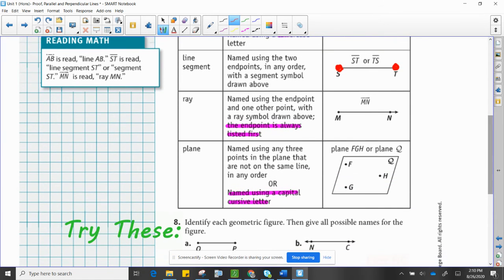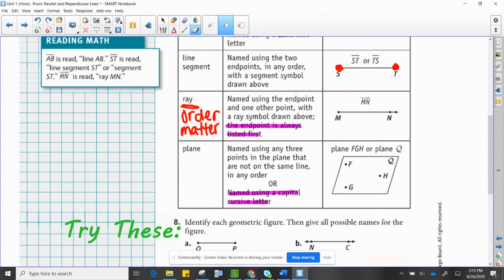The next one is a ray, and the ray is named using the endpoint and one other point. The endpoint always must be listed first. A ray is the only one where the order matters. All the other ones you can label in any order. But you must start with the endpoint, and then you can name it with any other letter on here. So if there's another point here and I call it O, it could be MO or MN, but you'd have to start with the endpoint.